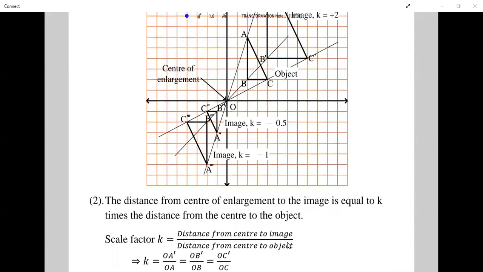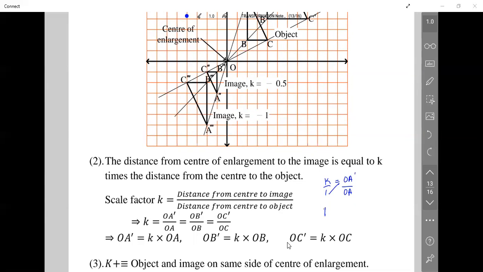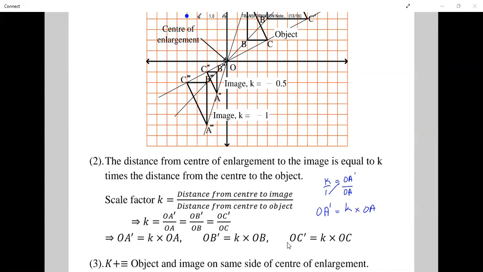So observation 2: the distance from the center of enlargement to the image is equal to k times the distance from the center to the object. All that this is saying is that k is equal to OA prime, which is the distance from the center to the image, divided by OA, which is the distance from the center to the object. If I cross multiply, I'm going to get OA prime is equal to k multiplied by OA. And this is the principle that we use in order to do the enlargement in the first place.